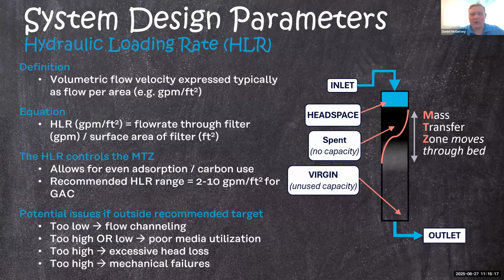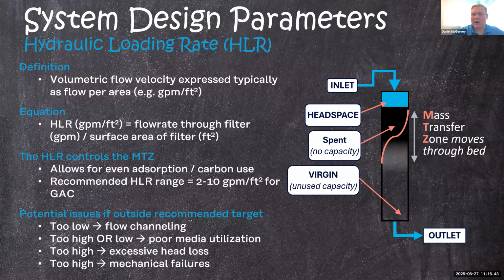There's also the hydraulic loading rate, or HLR. This is the volumetric flow velocity, expressed typically as flow per area. You'll usually see this as GPM per square foot. And this is just the flow rate of the filter in gallons per minute divided by the surface area of the filter in feet squared. And the reason this is important is it controls what we call the mass transfer zone.